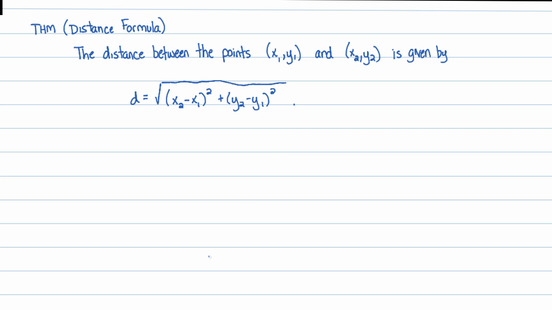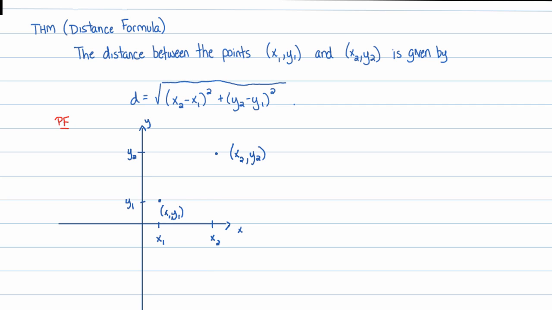The theorem we're going to use here is the distance formula, which just says that the distance between the 2 points x1, y1 and x2, y2 on a coordinate plane is given by d equals the square root of the quantity x2 minus x1 squared plus the quantity y2 minus y1 squared. As I mentioned in the conceptual lecture, I'd prefer you to never memorize this. Instead, I'd prefer that you use the Pythagorean theorem to find the distance between 2 points. But I'm going to go ahead and prove this right now.